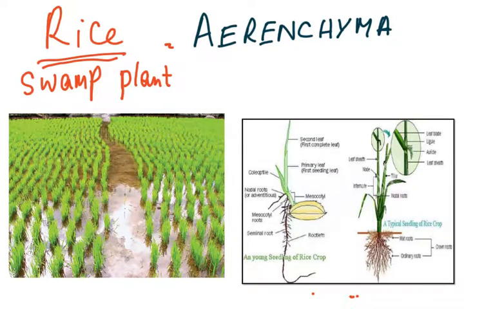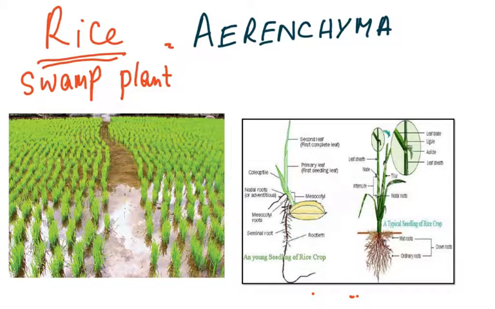Now the last topic in this chapter is about rice, and rice is a swamp plant. I'm sure you've seen it; we see a lot of paddy fields around us. It's not something that we've not seen. We see a lot of water standing and the plant growing in a lot of water. Now this cannot happen to other crops. They will not survive this.